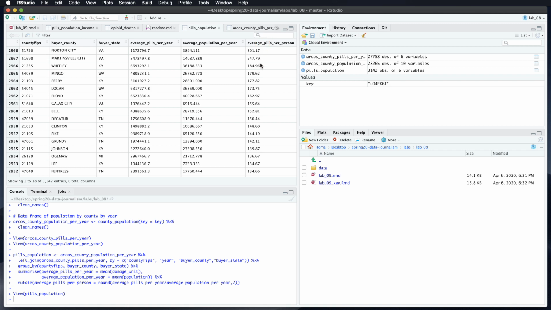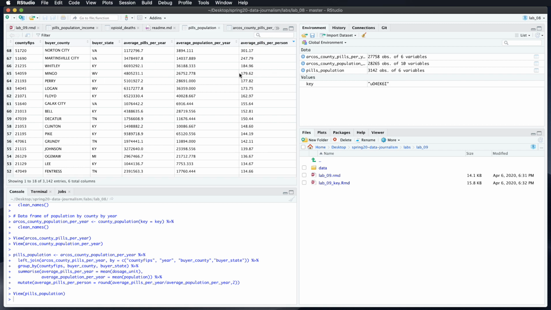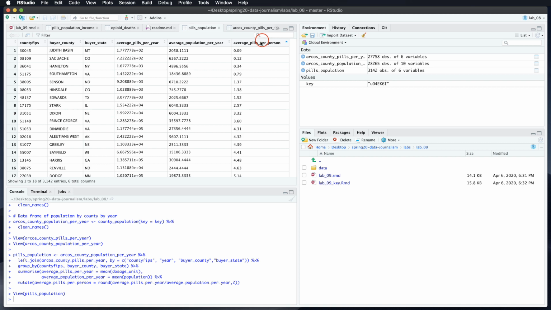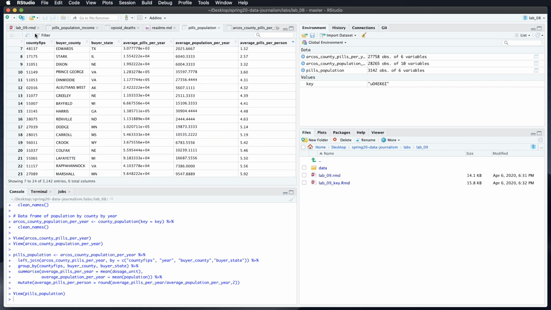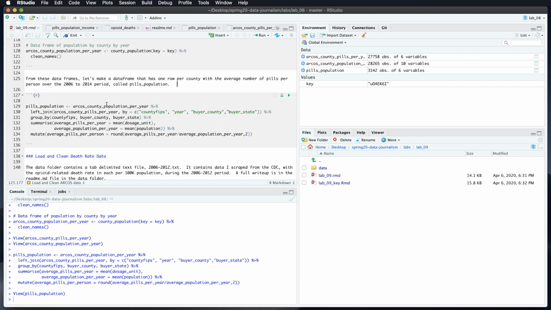So in some counties, these may look familiar, like Mingo, West Virginia, there were 179 pills per person on average over that period. Compared with some other places, just much smaller levels. Okay, so how did I do that?